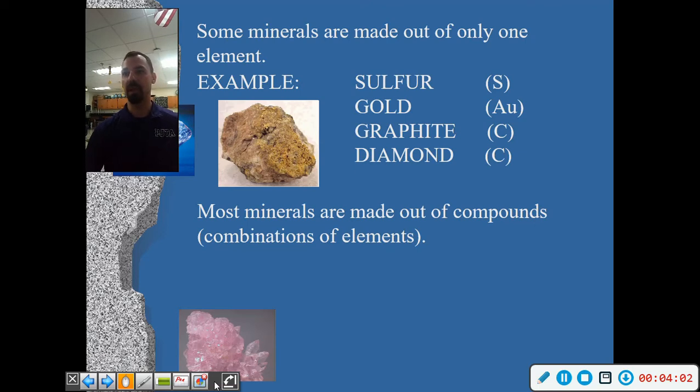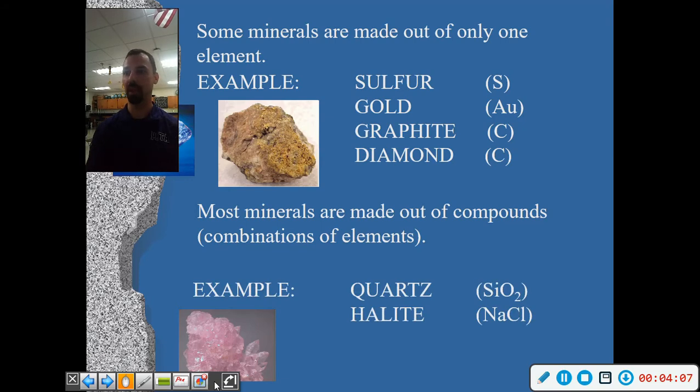Most minerals are made up of compounds, which are combinations of elements. An example would be quartz, which is SiO2, or halite, which is NaCl. Halite is actually table salt, sodium chloride. So you could ask your parents, pass the halite tonight, and see if they react. And if they don't know that, ask them to pass the sodium chloride, and see if they know that one. They're bound to know maybe one of them. If not, you can teach them something new.